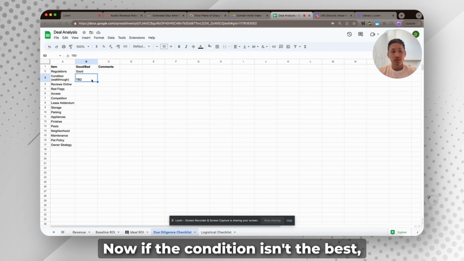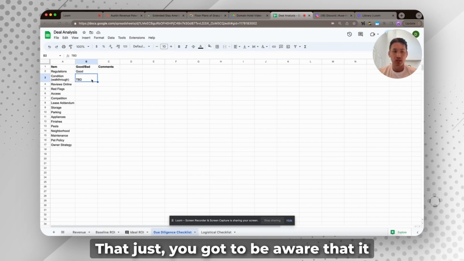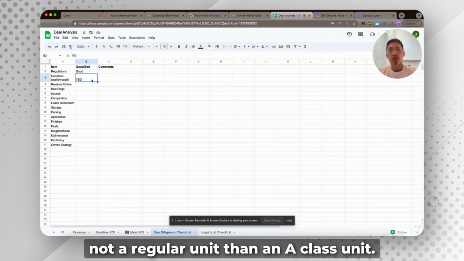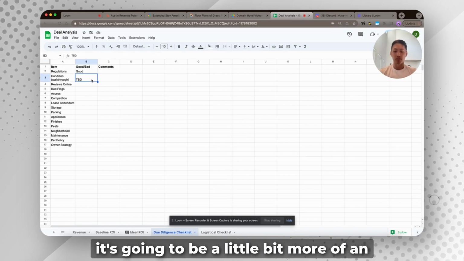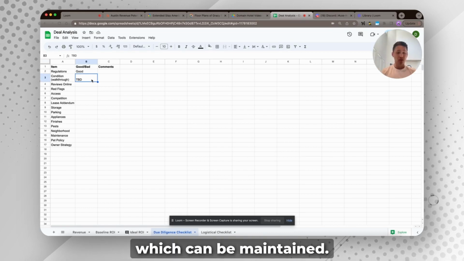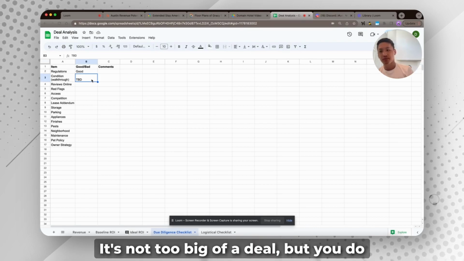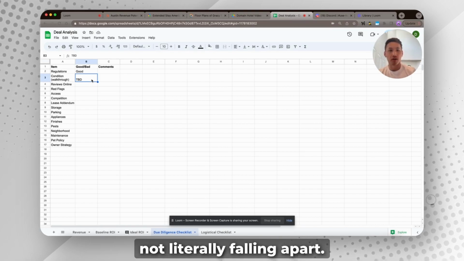You want to have yourself or someone go and physically walk through the unit to determine the condition. Now, if the condition isn't the best, that doesn't necessarily mean don't take the deal. You just have to be aware that it might be a little more of a maintenance hassle than an A-class unit, because it's more B or C class. It's an operational hassle which can be managed, especially for your first deal. It's not too big of a deal, but you do want to do a condition walkthrough just to make sure the building's not literally falling apart.